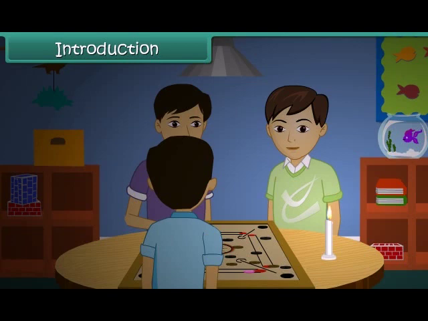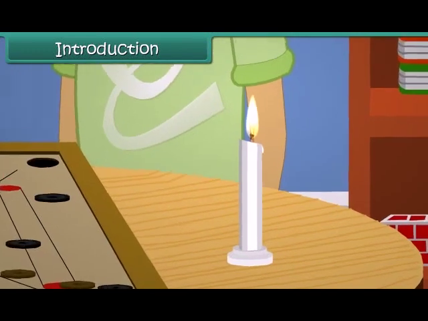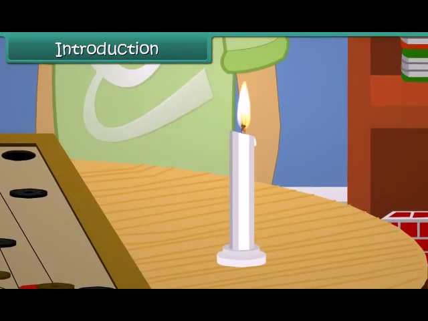Everyone had seen a burning candle, but today seeing the dancing flame was interesting. The flame is an interesting topic to discuss. In this lesson, we discuss the flame and fuels.